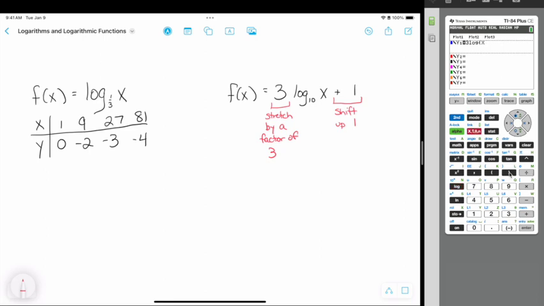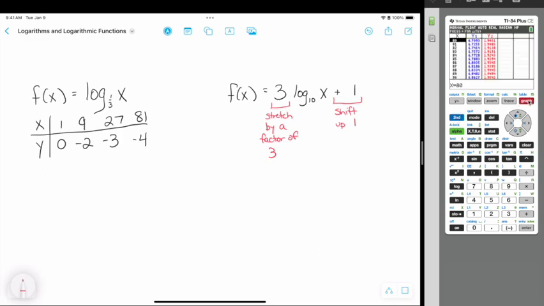So log base x, and then we want to close parentheses around the x and then do a plus 1. Okay? So there's what that graph looks like. I'm not sure if it really did stretch it and shift it up 1 without comparing it to what it would look like if it wasn't the 3 and the plus 1. So let's go ahead and go down below it and let's just graph log of x. Let's see what it looks like without the 3 and the 1. Okay? And so the blue line is when it has the 3 and the plus 1, and the red line is without. And so then it's kind of easy to see, certainly it was stretched.